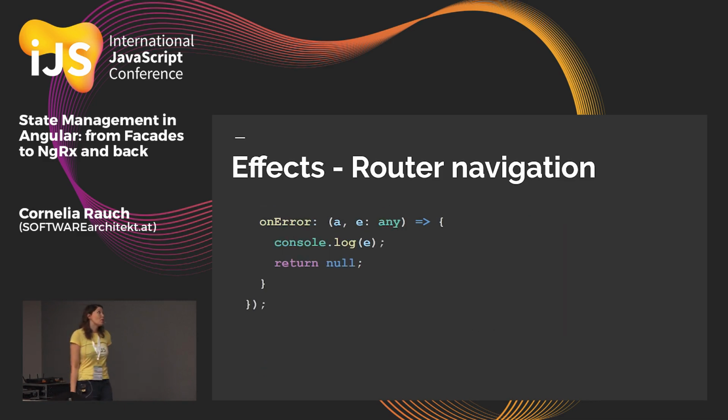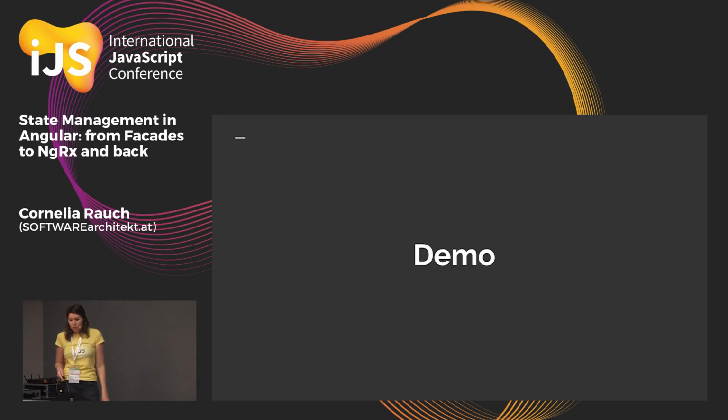And I also have an error callback, and if in the routing something goes wrong, I can route somewhere else. In this case, I just console log the error, but I can also manipulate the router and say, go to an error page because it was not working out. Let's look at this in a demo.